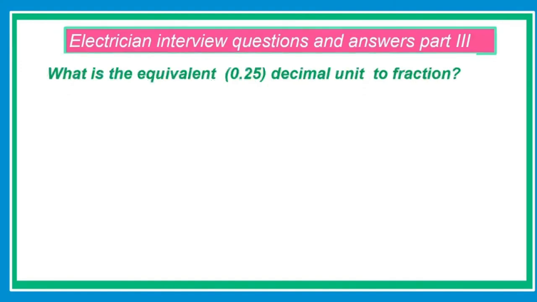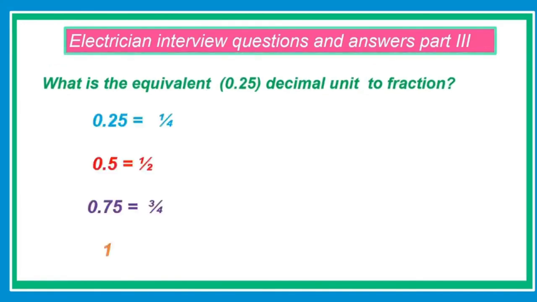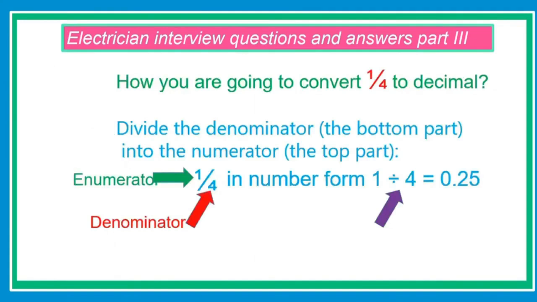What is the equivalent of 0.25 decimal in fraction? 0.25 is equal to a quarter, 0.5 is equal to a half inch, 0.75 is equal to 3/4. How are you going to convert 1/4 to decimal? Divide the denominator, the bottom part, into the numerator, the top part. Look at the example, 1/4, in number form 1 divided by 4 equals 0.25.